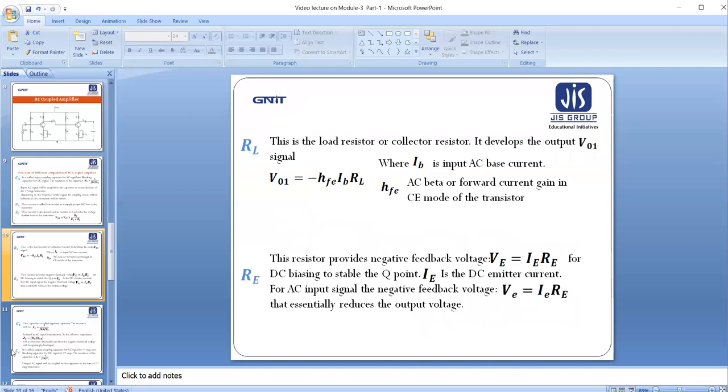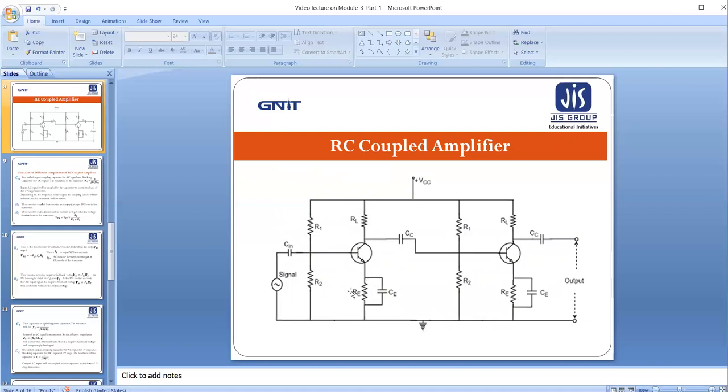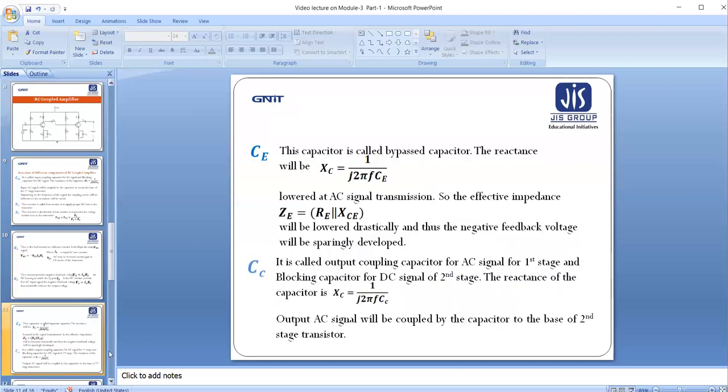So what is the effect? When the effective impedance is lowered, the potential drop which was thought to appear across the RE will not be developed, meaning the potential drop will be almost zero. That means there is no chance of negative feedback. So this capacitor is called a bypass capacitor because it will bypass the AC signal so that it will not be able to produce any voltage drop across the RE.